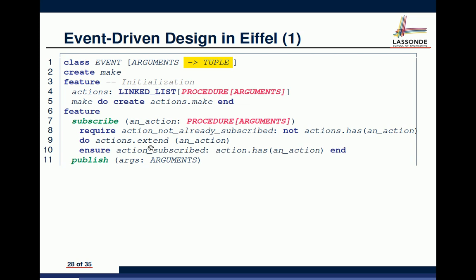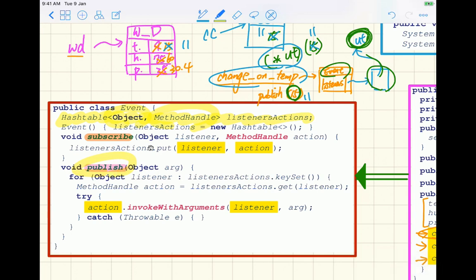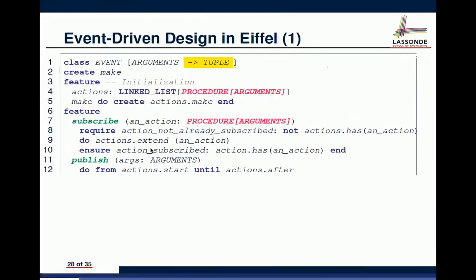For publish, basically in the Java version, what do we do? In the Java version, this is the Java version for the publish, right? What we had to do was retrieve the method pointer, the method handle, and then try to invoke that with the particular arguments we have, right? Similar. What we have to do over here is, we go over all the actions that we have, and then we simply do this. We just say actions.item.call. Okay, similar idea, just call the action.